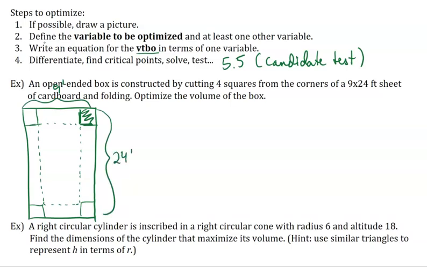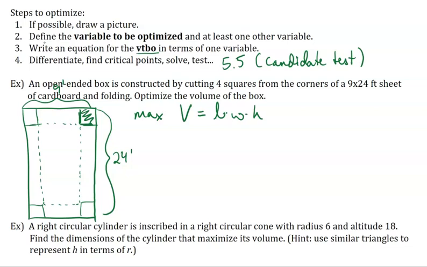We want to define the variable to be optimized. We are trying to optimize the volume of the box. Here it says optimize; usually it says maximize or minimize. But realistically, do we want to maximize or minimize the volume? The minimum volume would be 0, we just don't have a box, so we want to maximize. I'm going to use V for volume. The volume of a box, a rectangular prism, is length times width times height, or base times width times height, doesn't matter.